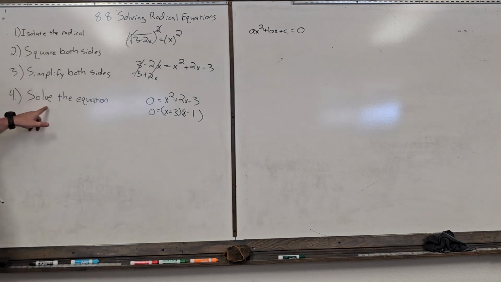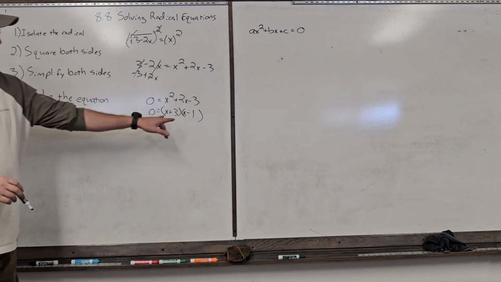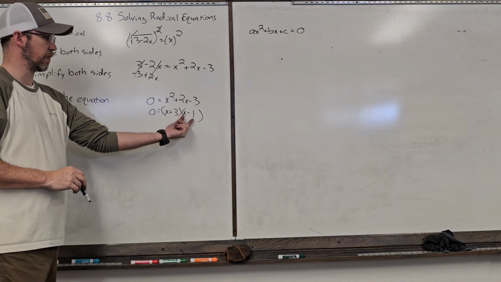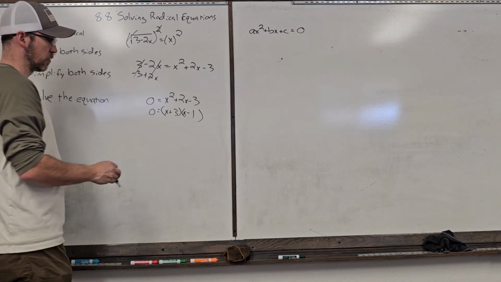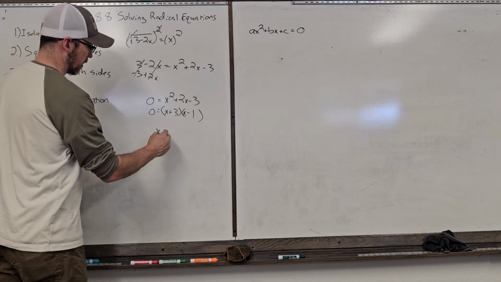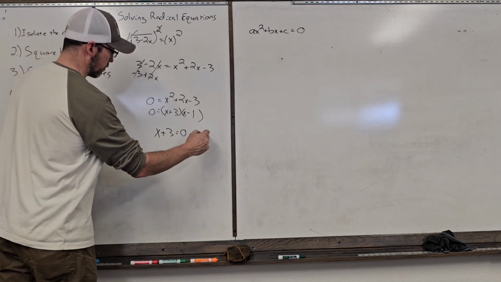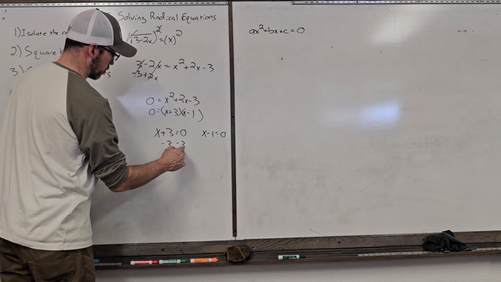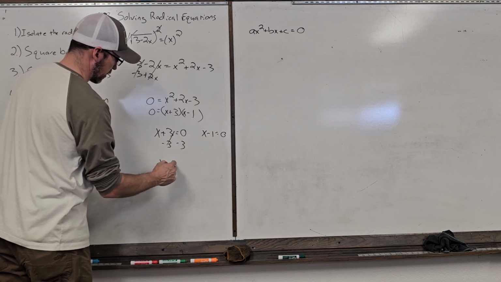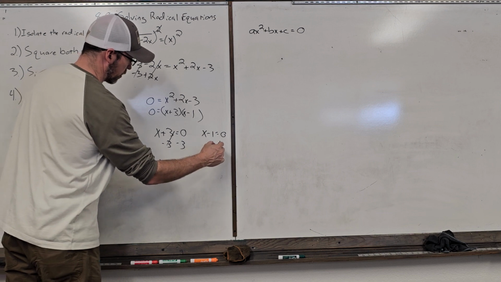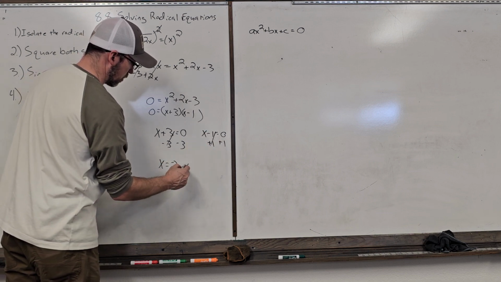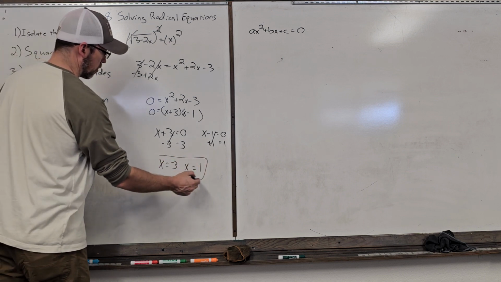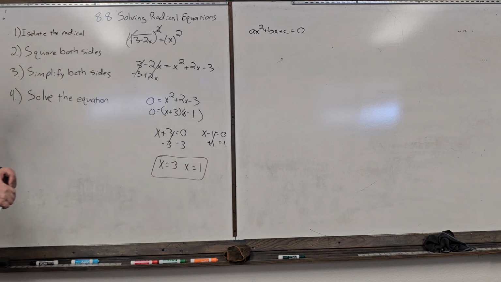Now I've got to solve the equation. The way I solve a quadratic is using the zero factor theorem, that if either one of these factors is equal to 0, the whole thing is equal to 0. So I take each one, set it equal to 0, and solve. Subtract 3 from this one. X equals negative 3, add 1 to this one, x equals 1. So x equals negative 3 or positive 1.